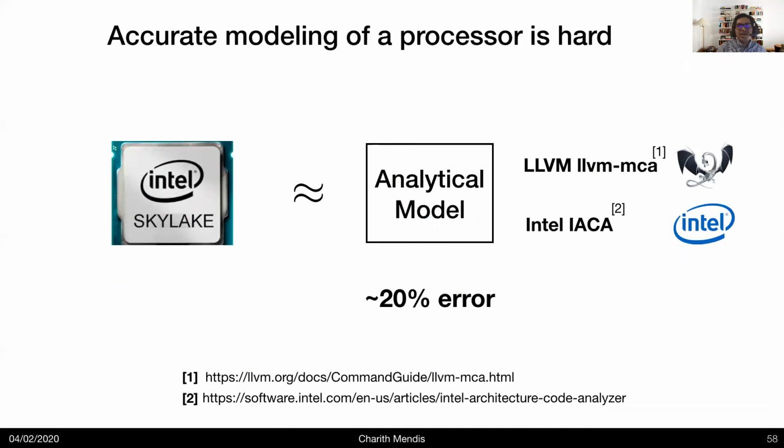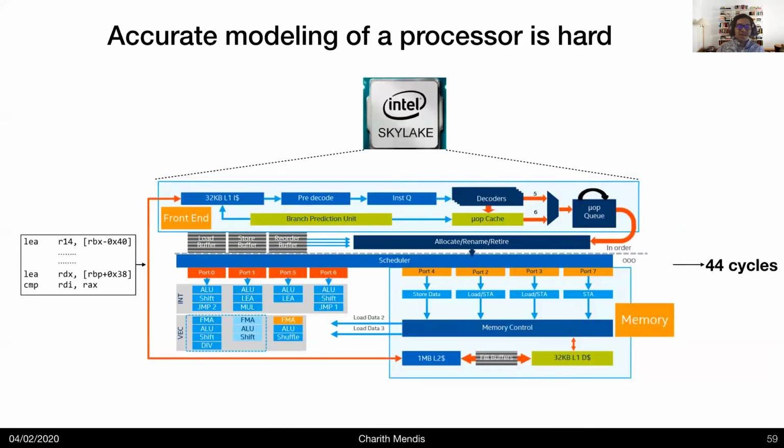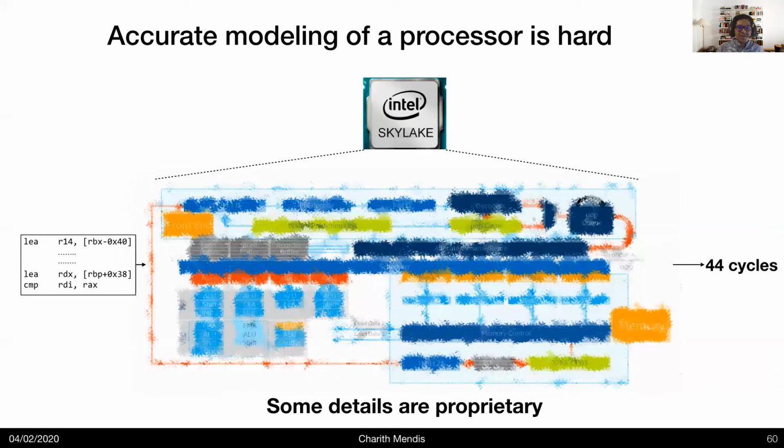Accurate modeling of a processor is a hard job. Even the most sophisticated analytical cost models out there, like LLVM MCA as well as Intel's IACA, have an error rate of almost 20%. This is because if you want to get a correct prediction, you will have to model all the intricacies involved in a modern day microprocessor. For instance, you will have to model the micro caches, port contentions, port mappings, load store buffers, etc. And aggravating this fact, some of the implementation details are held proprietary by the vendors. So it is virtually impossible to get 100% accurate prediction.